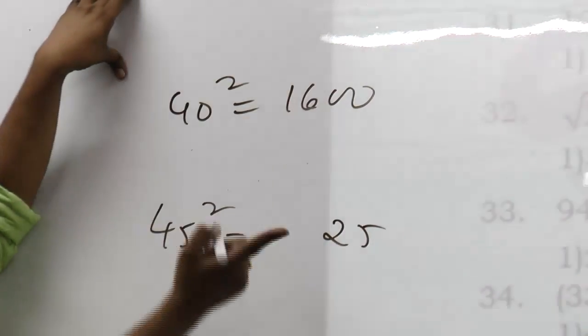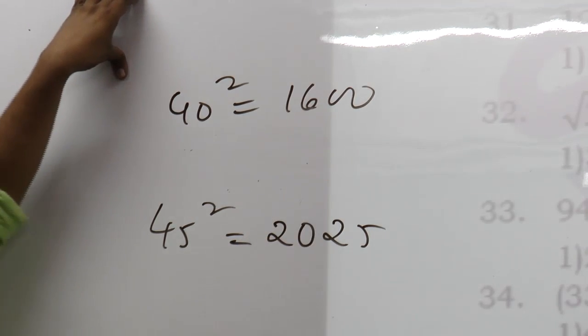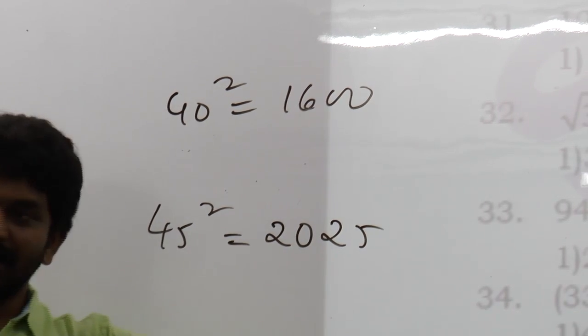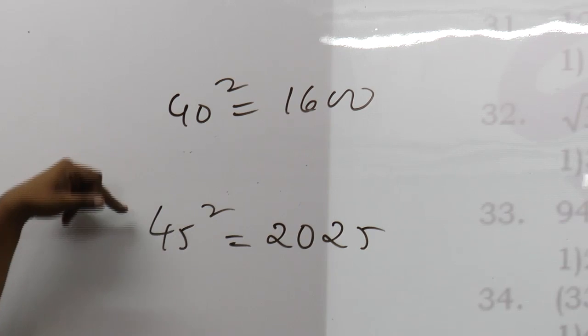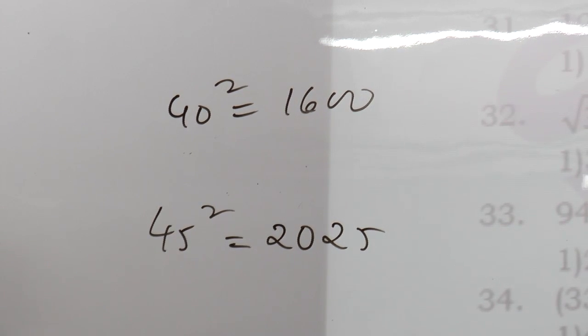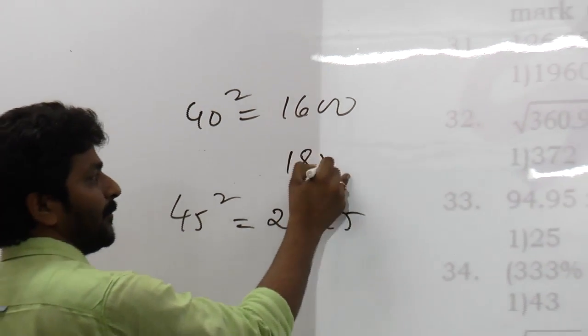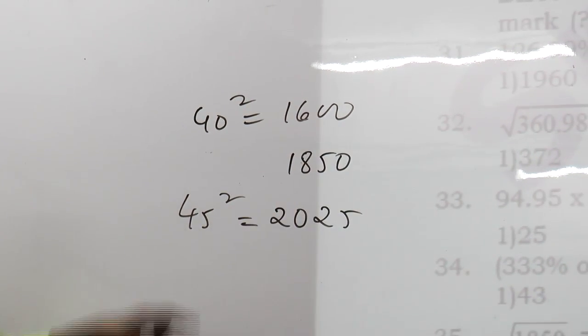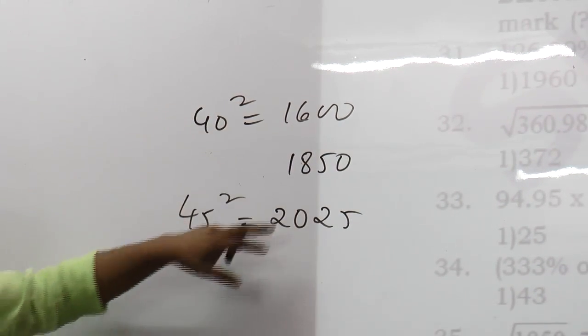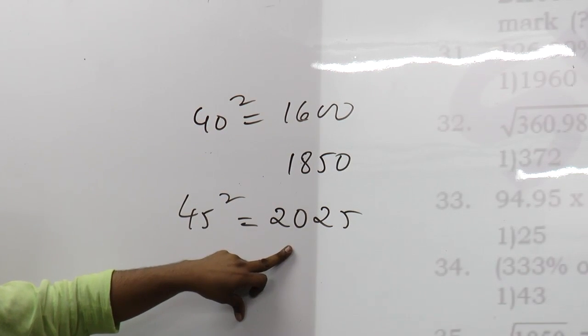We have 4, immediate number 5. 4 times 5 is 20. So, answer is less than that. More than 40, less than 45. How many are there? 2 are there. We need to identify that. Our number is 1850. Is 1850 close to 40 or 45? I mean 1600 or 2025?